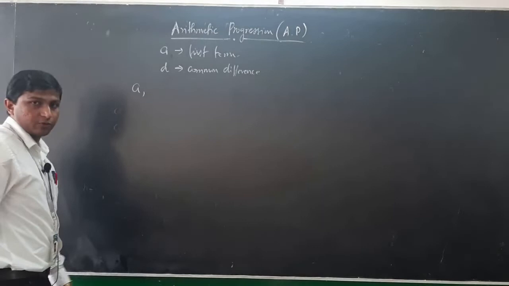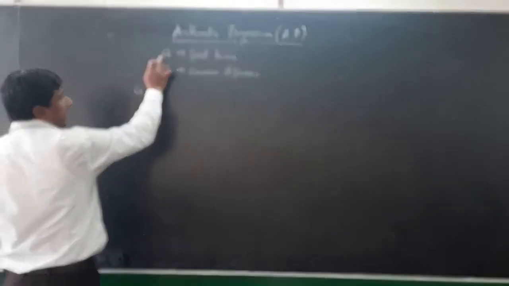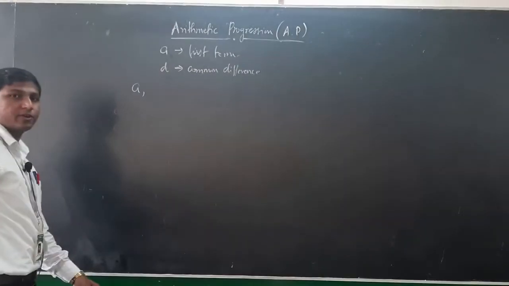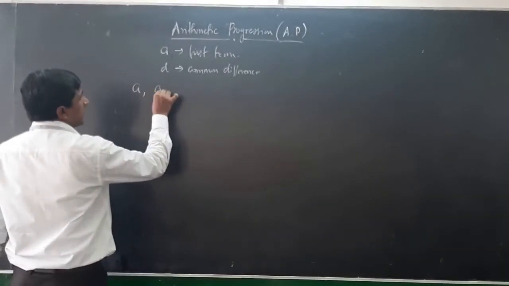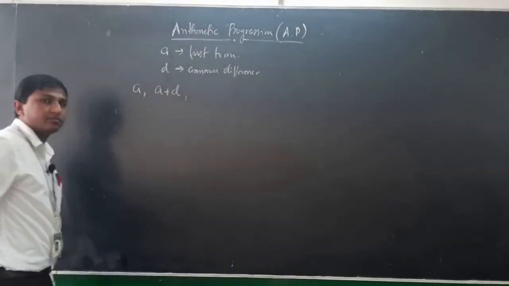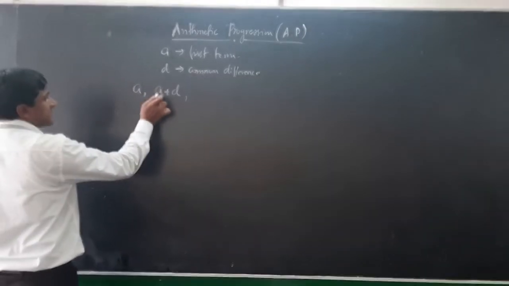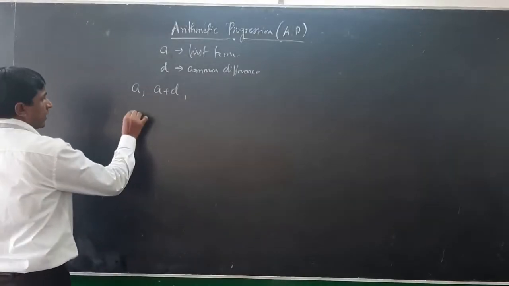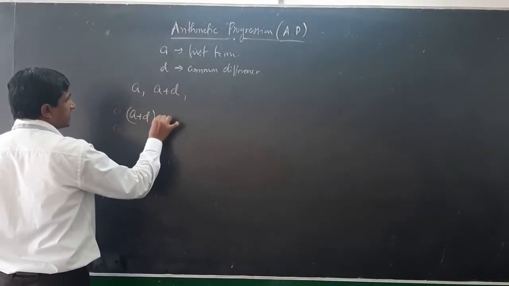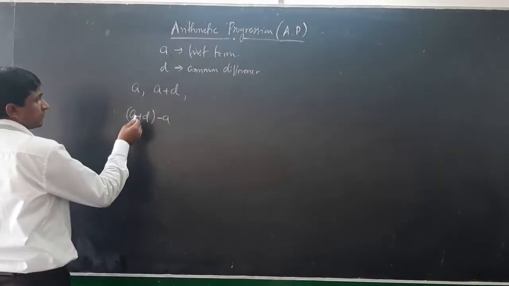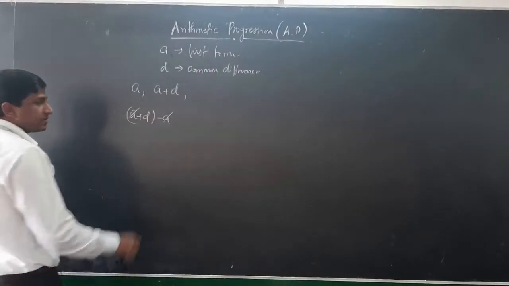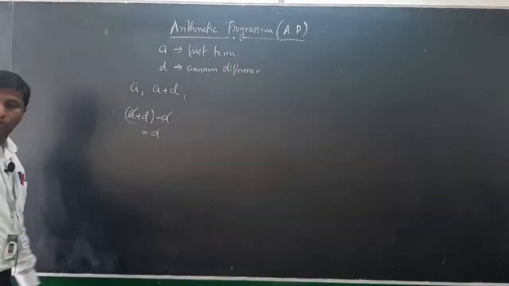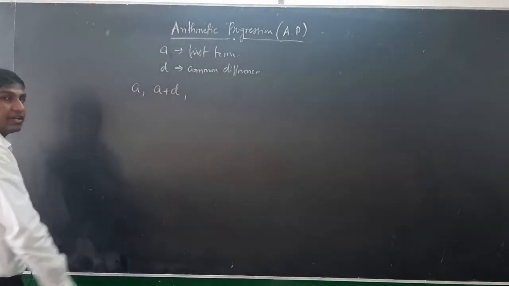What is the next term? If a is the first term and d is the common difference, what must the second term be? It must be a plus d, correct? Why? Because second term minus first term, a plus d minus a, you have to get back d. Yes, a minus a cancels and we get d. So the second term is a plus d.